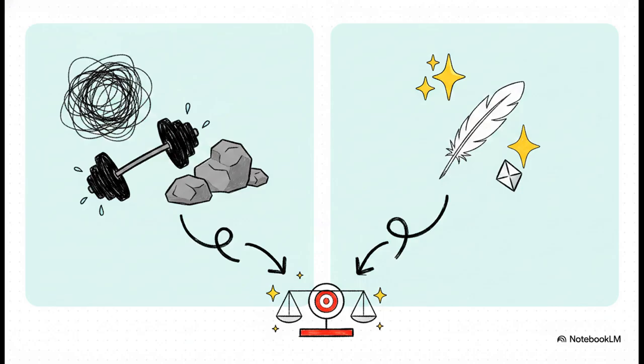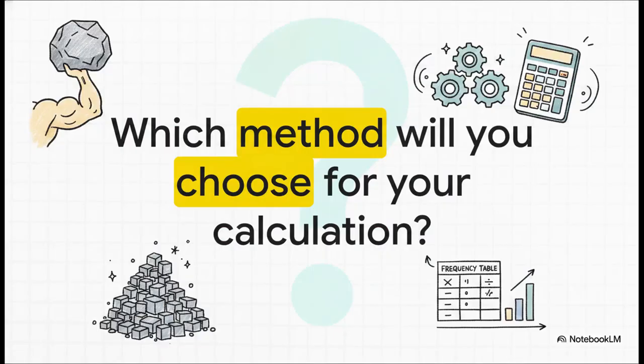Yet, the most important mathematical truth to remember here is this. Any valid method you correctly apply will always yield the exact same mean for the data. The math is perfectly consistent. The choice is purely about protecting your precious time and minimizing the chance of calculation errors. So, which method will you choose for your next statistical calculation?